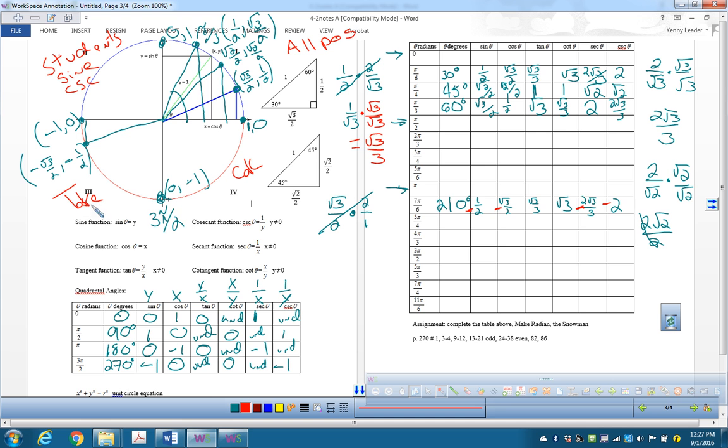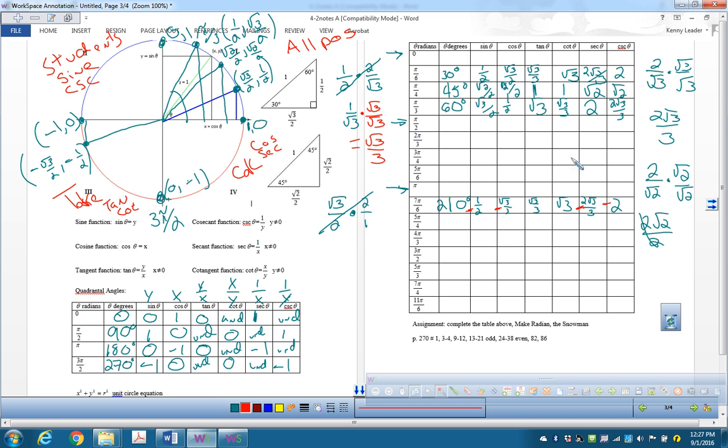Take, what does that stand for? Tangent, only tangent and its reciprocal, cotangent, are positive over here. Calculus stands for which trig function? C. Cosine and its reciprocal, which is secant. Okay? So if you can remember that, you don't have to remember it. It's just another mnemonic. All students take calculus. It's just a way to remember where the various trig functions are positive and negative.